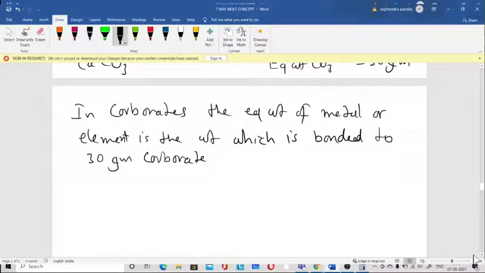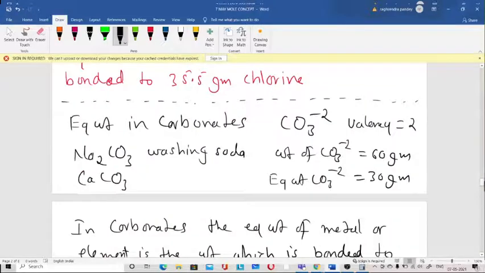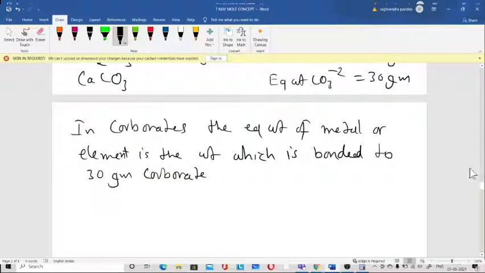So we will do this tomorrow because the time is not there. Tomorrow we will do numericals based on hydrogen, chlorides and carbonates. Then when we finish, you can find the equivalent weight for anything, for any molecule. So we will do a whole lot of questions based on this.